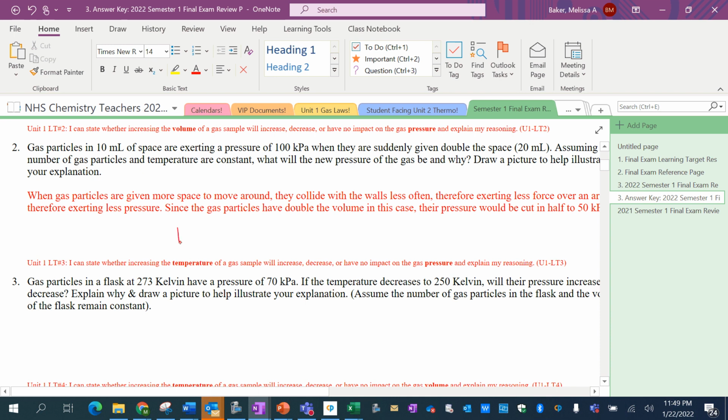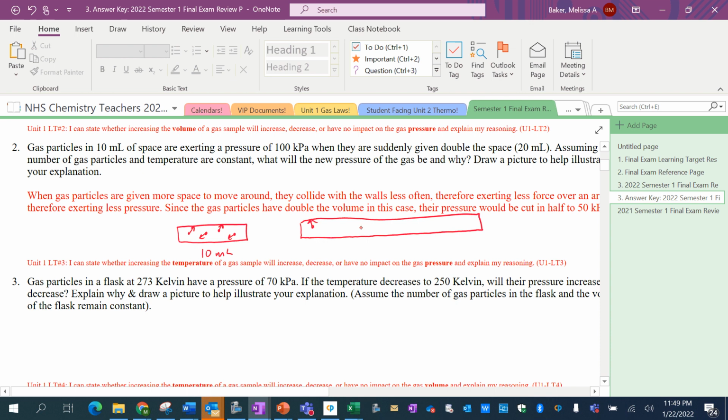Okay, so we've got 10 milliliters of space, let's say. And moving around, let's draw 4 of them. And then all of a sudden they have 20 milliliters of space. You can just see they're more spread out, so they're not going to collide as often with the walls. So here, this would be 100 kPa, and this one would only be 50 kPa.